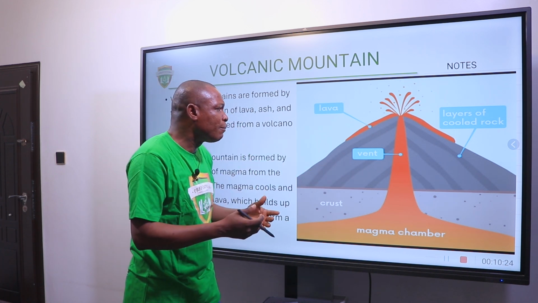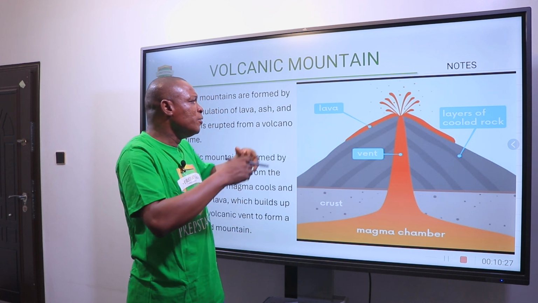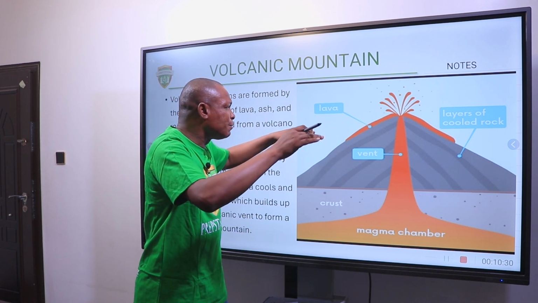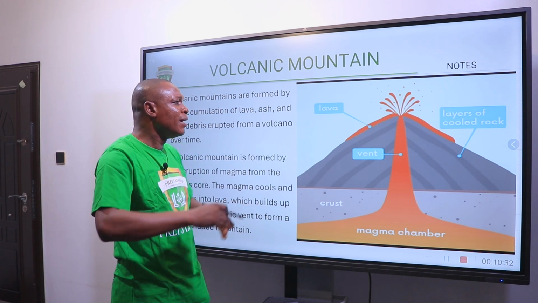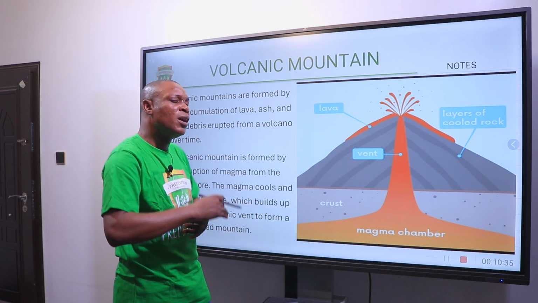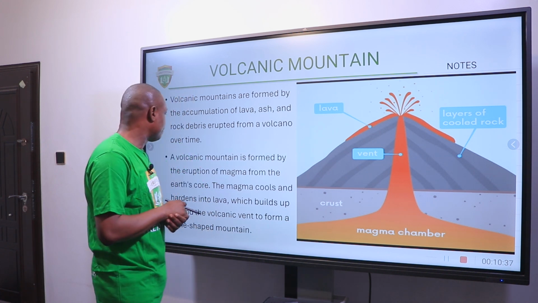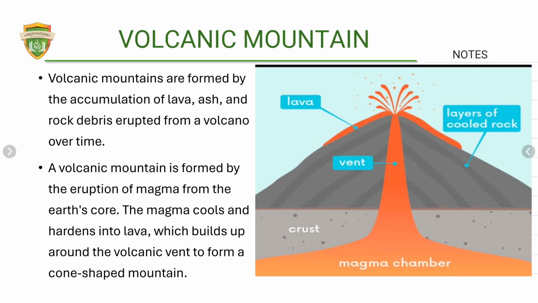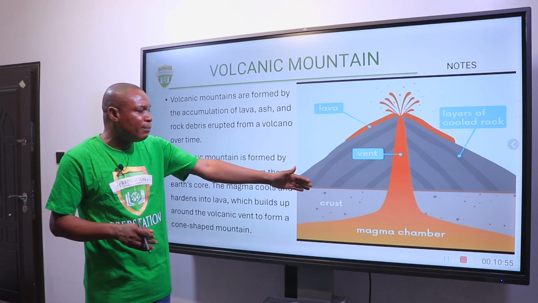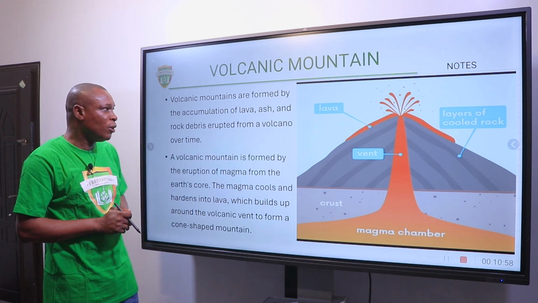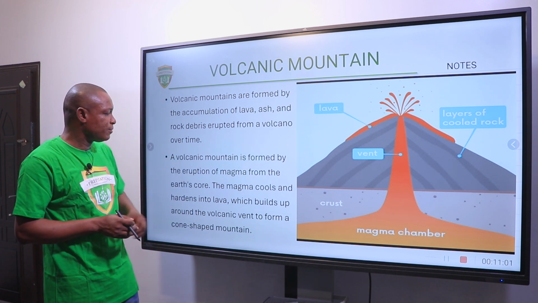Each time the volcanic mountain erupts, it will bring forth new sets of magma, and this magma will cool down and solidify, thereby making the mountain continue to accumulate in height. A volcanic mountain is formed by the eruption of magma from the earth's core. The magma cools and hardens into lava, which builds up around the volcanic vent to form a cone-shaped mountain. So the diagram illustrates what we call the volcanic mountain.